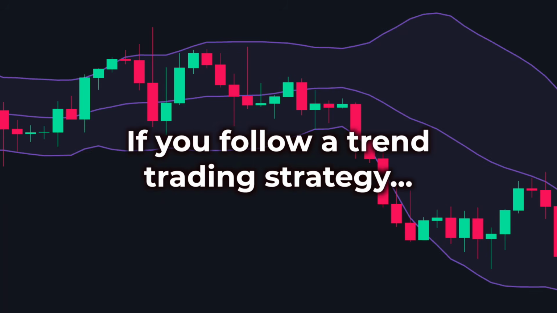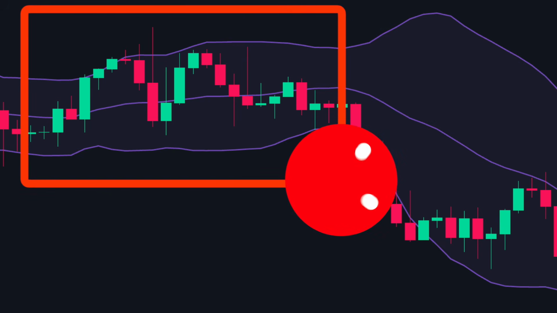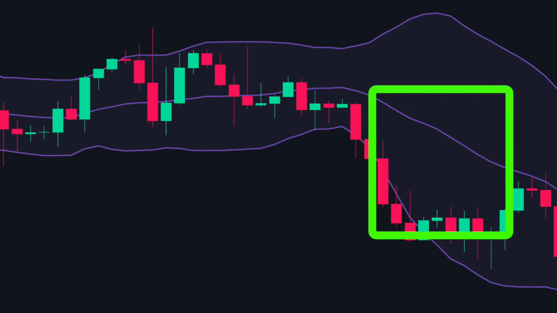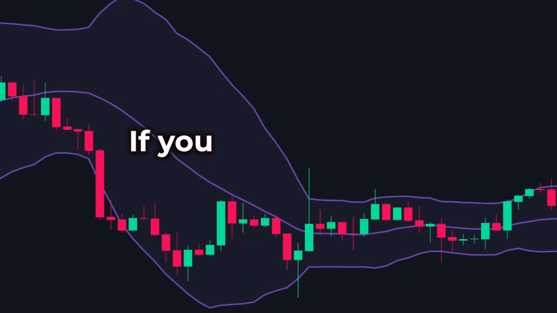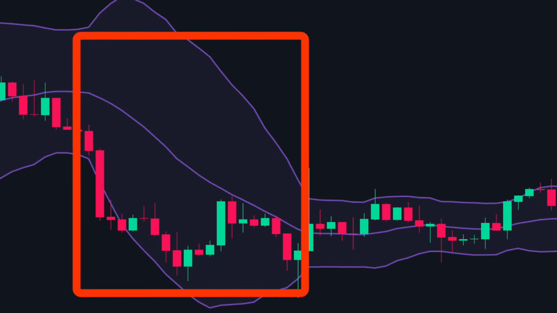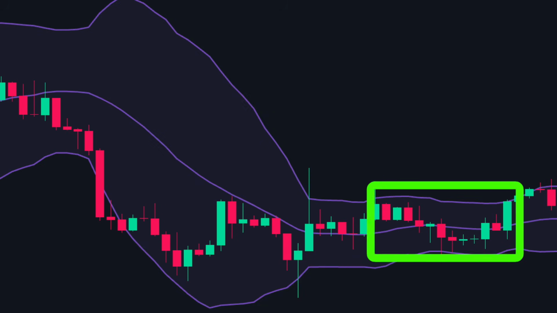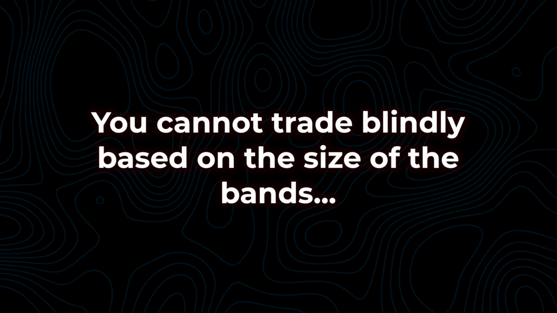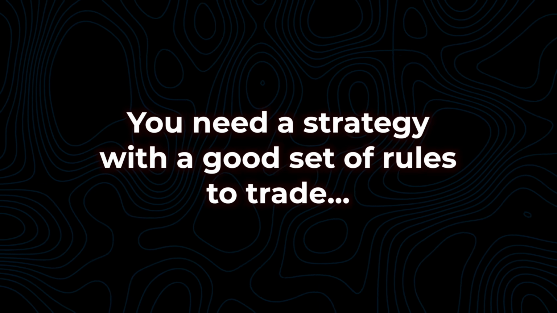If you follow a trend trading strategy, then you should avoid placing trades when the Bollinger Bands are narrow. You should only trade when the Bollinger Bands are wide. If you want to trade reversals, then you should avoid trading when the Bollinger Bands are wide. You should only trade when they are narrow. With that being said, you cannot trade blindly based on the size of the bands. You need a strategy with a good set of rules to trade.